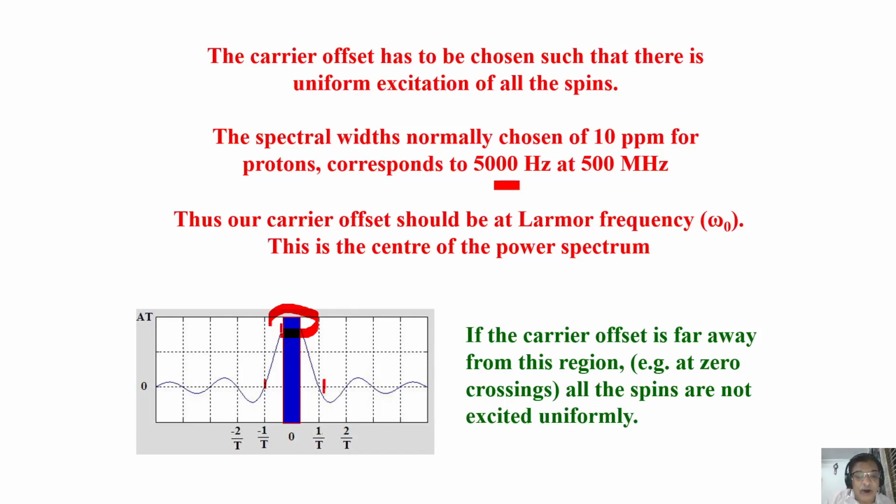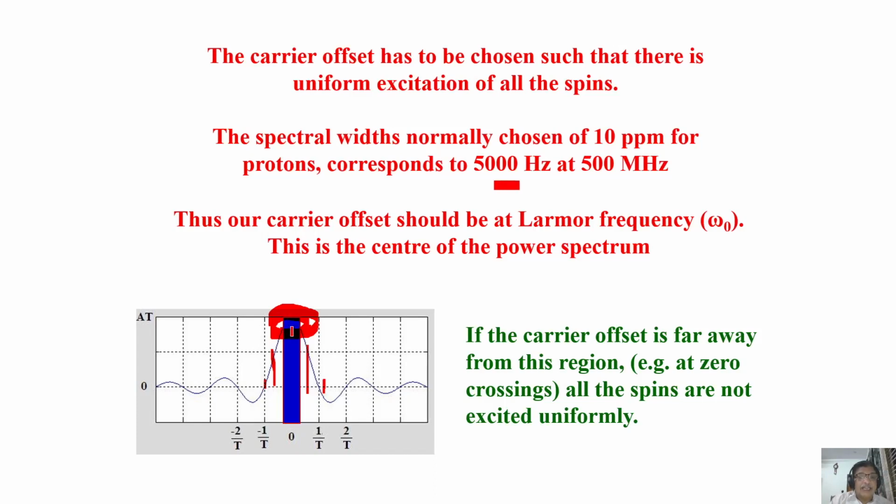Very easy. And this 5,000 hertz at the center is of uniform power. See, the power is almost uniform, horizontal, unlike here and here, which is zero crossing. Here, for example, power is much less. So I choose this region and make the spectral width in this region so that all these spins are uniformly excited.